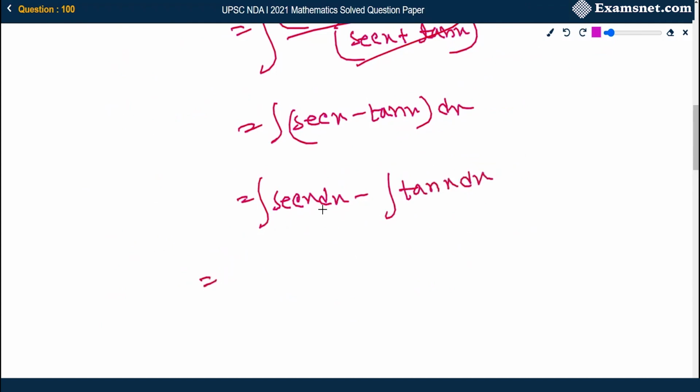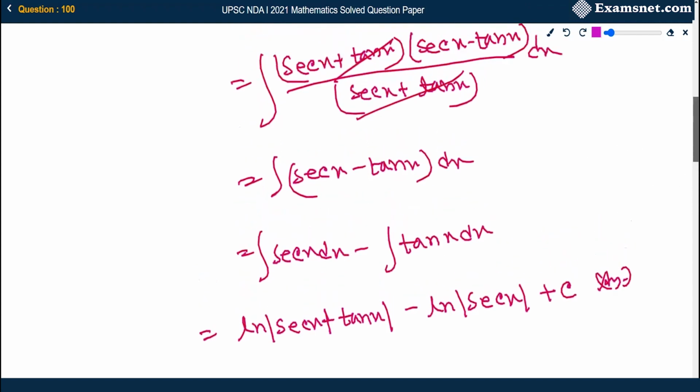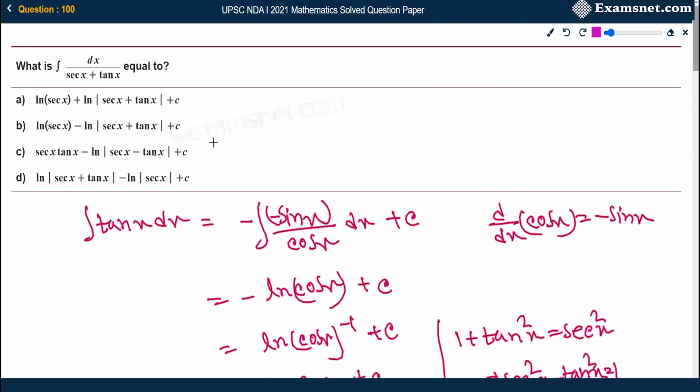So integration sec x dx means ln mod of sec x plus tan x, and minus integration tan x means ln sec x, and plus c is the integration constant. So this is the answer. Let's check with the options: sec x plus tan x minus ln sec x. Here option D is the correct one.